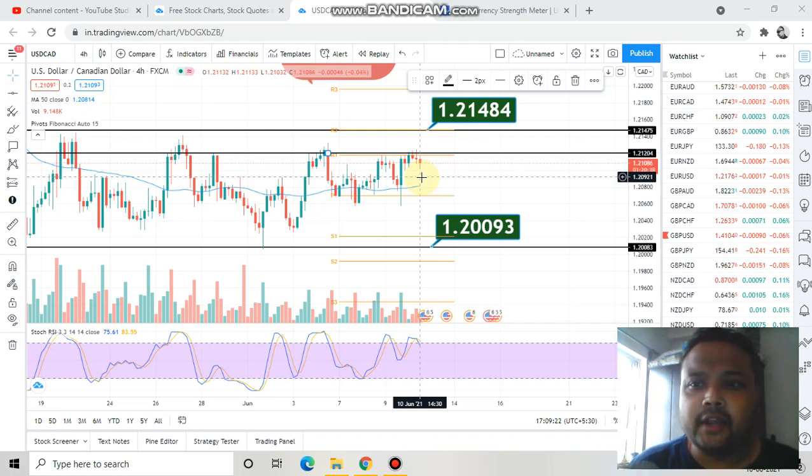Or if you want to avoid trading for this particular week, you can just drop trading for this particular week, or wait for the results to come out. So this is the analysis.